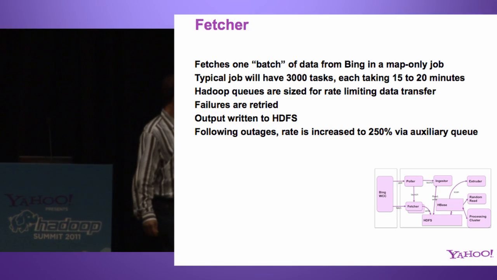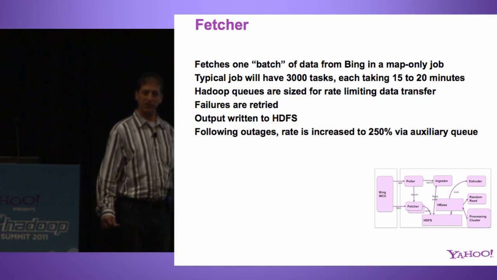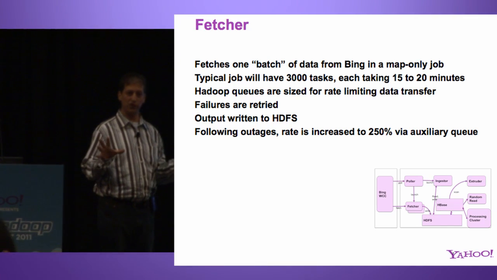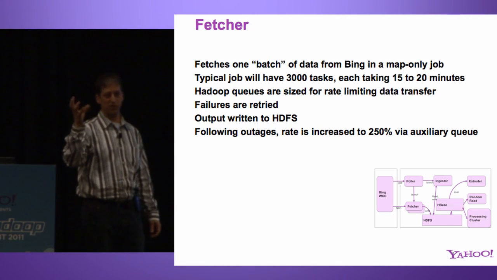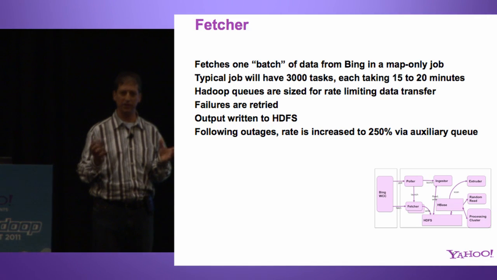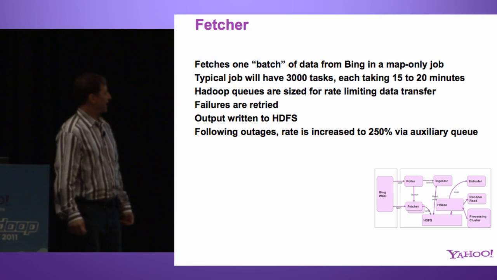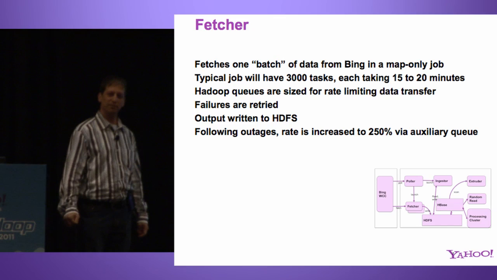Fetcher, that's on the bottom left over there, fetches one batch of data. Whenever a batch is available, we launch a MapReduce job with many tasks, each of which goes off and fetches a smaller piece of data from Microsoft. You can look at it as a fancy wget, a large distributed wget. A typical job has about 3,000 of these tasks and takes about 15 to 20 minutes.